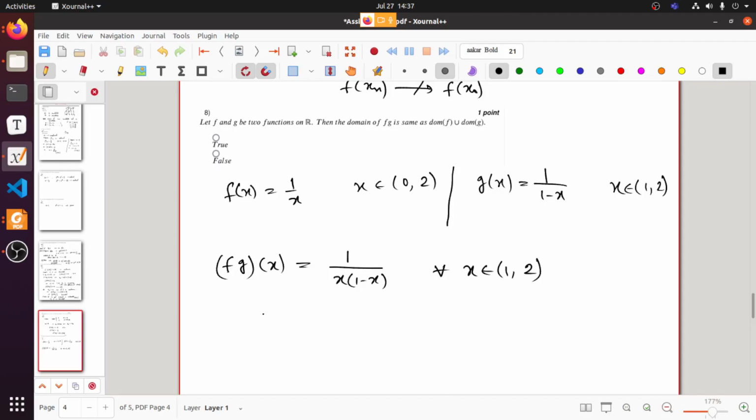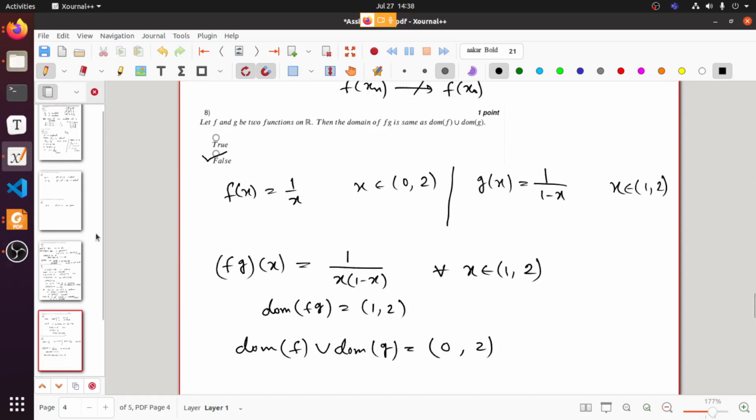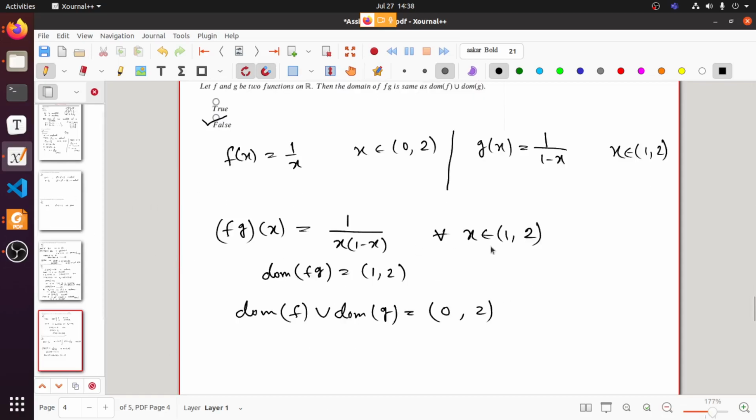So the domain of fg is (1, 2), right? But what is the domain of f union the domain of g? It's (0, 2) union (1, 2), which is (0, 2), right? So these two are not equal, so this is false, right? Okay, so question 8 is done.